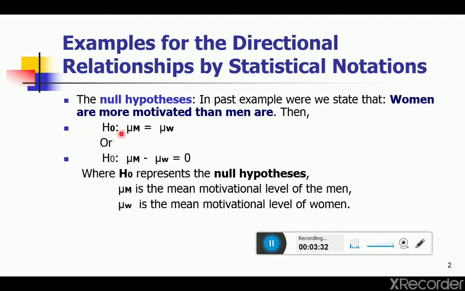The theoretical hypothesis is that women are more motivated than men. This statement is a theory. I want to convert it into testable statements. We cannot directly test a theoretical statement like women are more motivated than men. We have to convert it into statistical statements, so we have to study from the average point of view.